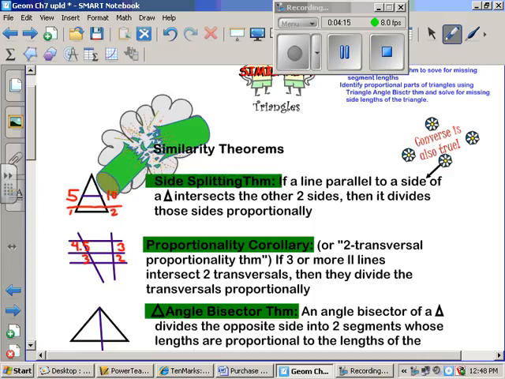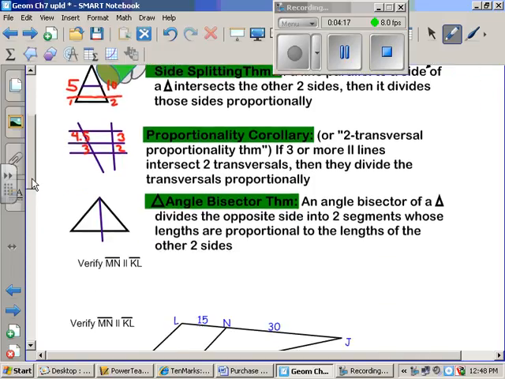Okay, and the third one is the triangle angle bisector theorem. Okay, we've bisected angles now for what, 3 chapters? It doesn't say anything about where it crosses the base. When we draw an angle bisector, the only thing we know for sure is that it splits this angle into 2 equal pieces.